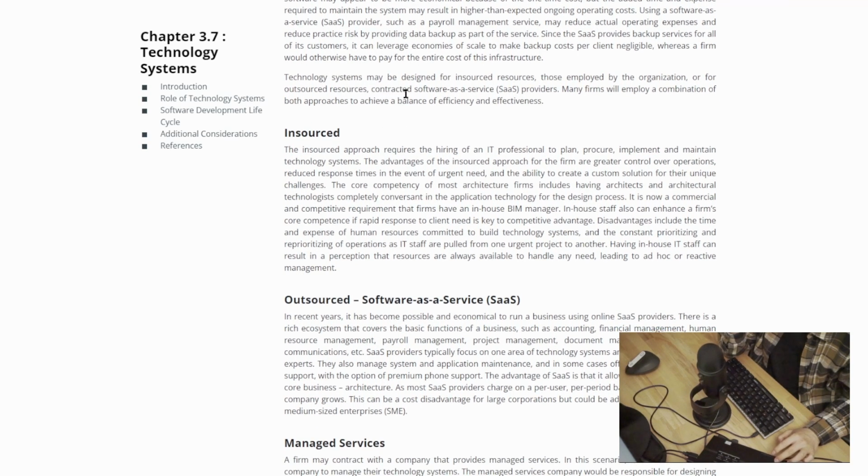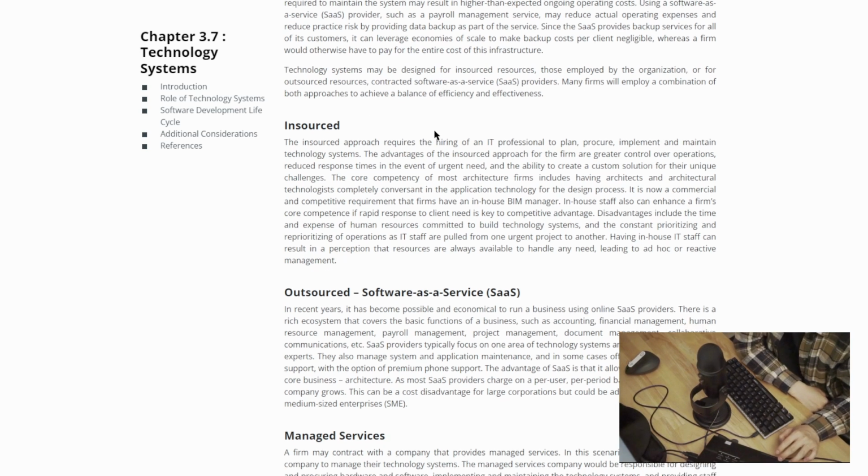Technology systems may be designed for insourced resources, those employed by the organization, or for outsourced software-as-a-service providers. Many firms will employ a combination of both approaches to achieve a balance of efficiency and effectiveness.